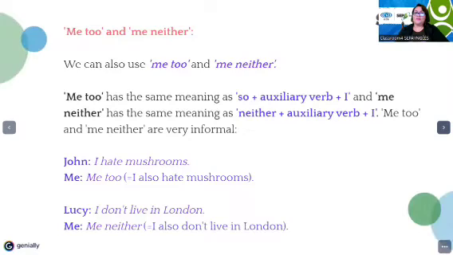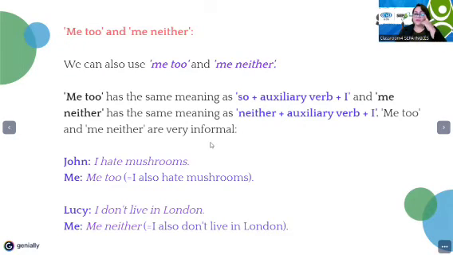Me too and me neither. We can also use me too and me neither. Me too has the same meaning as so plus auxiliary verb plus I, and me neither has the same meaning as neither plus auxiliary verb plus I. Me too and me neither are very informal. Remember, they are informal because they are simple structures to answer. They are very common in daily life speaking.